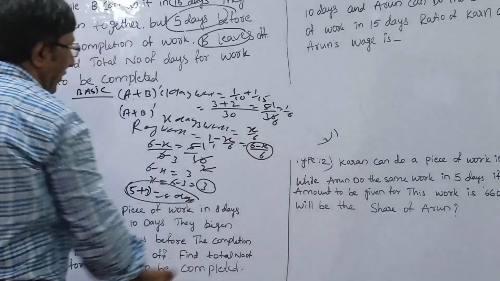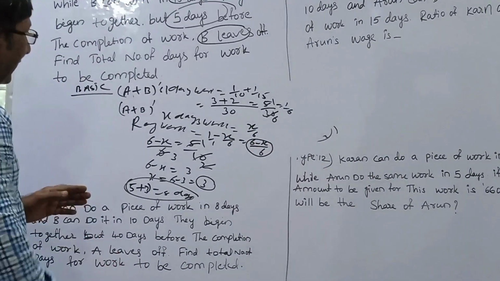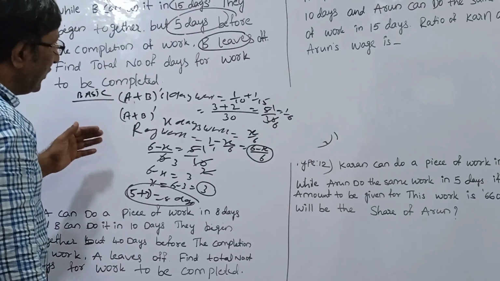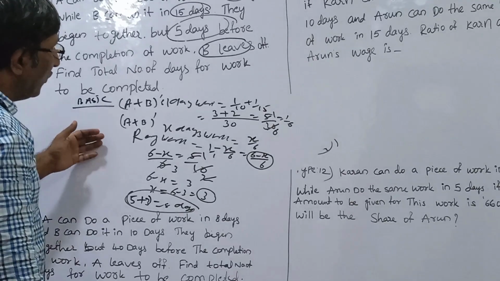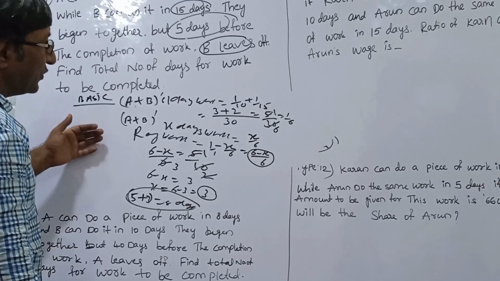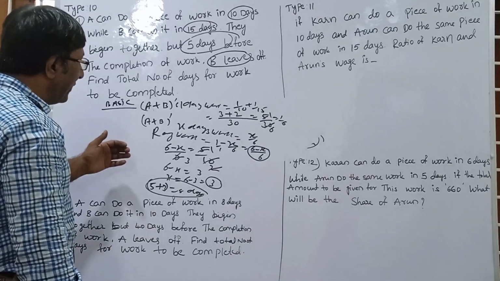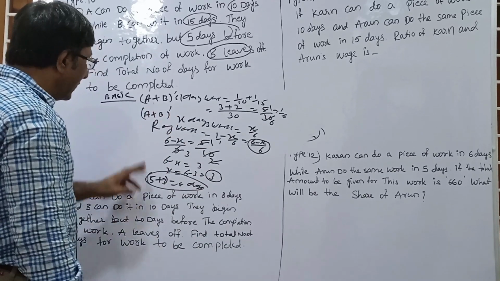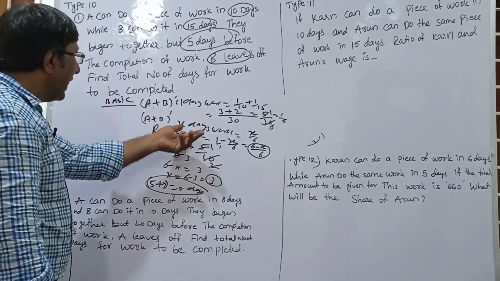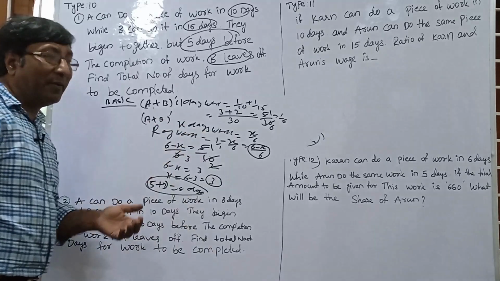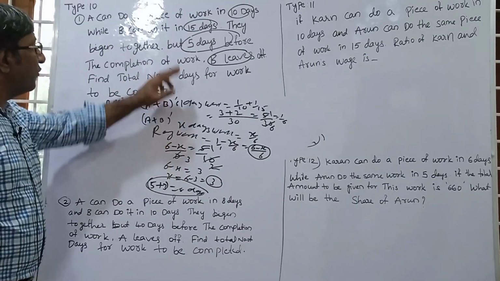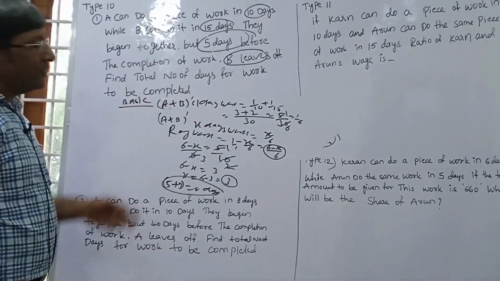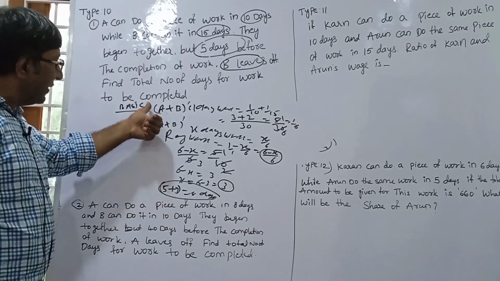Now this remaining work is done by only A. A does the work in 10 days, so in 1 day it is 1 by 10, and in 5 days it is 5 by 10. So this work equals this, and the answer is x equals 3. That means A plus B worked 3 days together, and A alone worked 5 days later. So 5 plus 3 is 8.